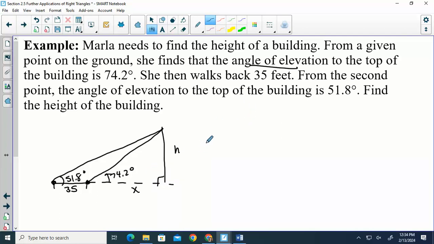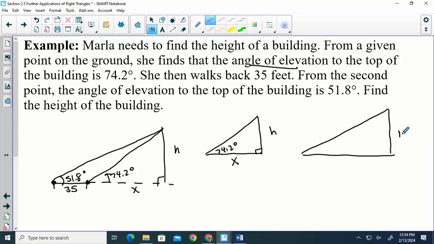Okay. If I look at this triangle with my side of X, this is H, and this is 74.2 degrees. It's a right triangle, so I know I can use trig functions, but I don't have enough information to actually solve anything yet. If I look at the whole thing, this is H, right angle, 51.8 degrees. What would this total side be? X plus 35.